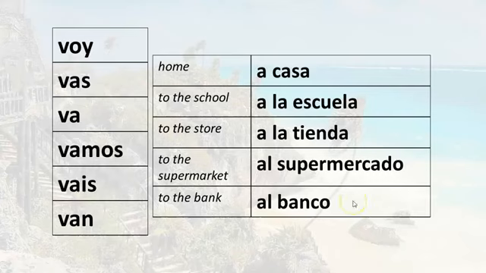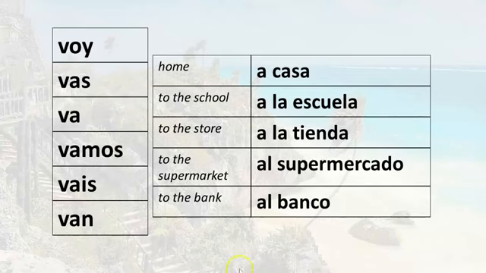A few examples with we go, vamos. Vamos a casa, we go home. Vamos a la escuela, we go to the school. Vamos a la tienda, we go to the store. Vamos al supermercado, we go to the supermarket. Vamos al banco, we go to the bank.